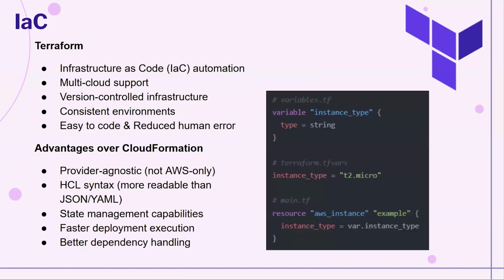And for the infrastructure as code part, the reason why we chose Terraform for our automation is because Terraform solves 3 key challenges. It enables infrastructure as code, provides multi-cloud support, and ensures consistent environments across our development lifecycle. Terraform's multi-cloud capability sets it apart from CloudFormation's AWS-only limitation.